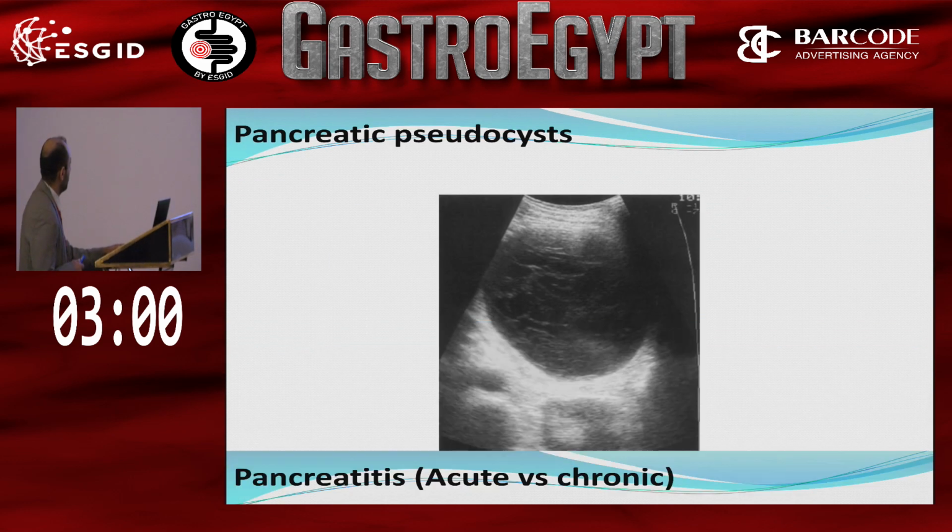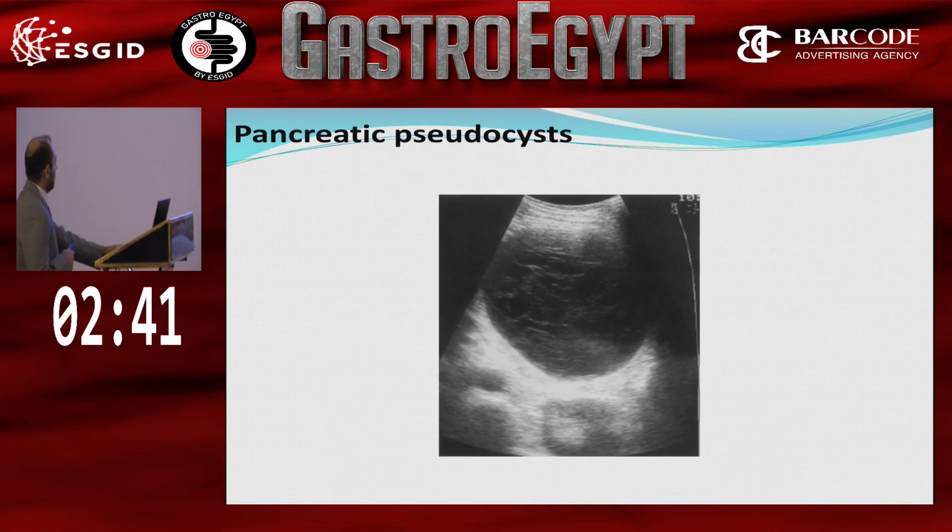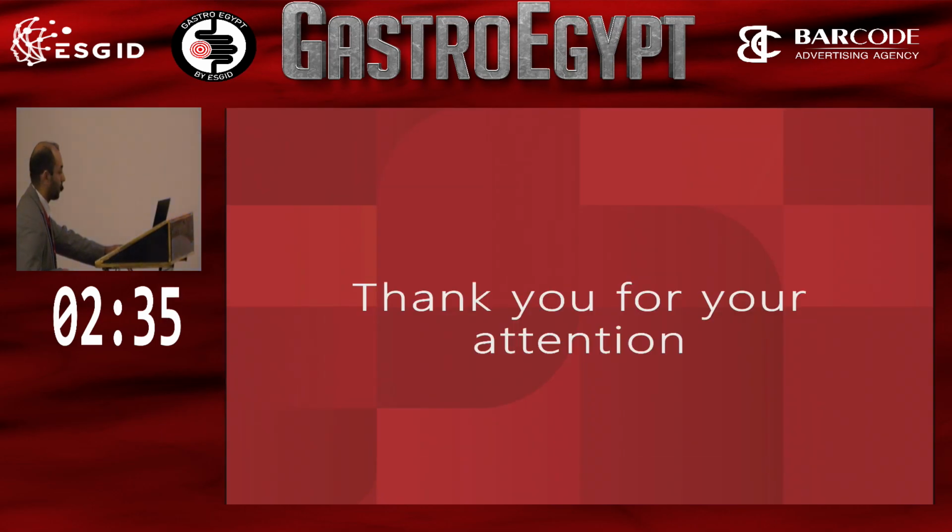Some pathologies of the pancreas. It may be chronic pancreatitis. If I see multiple small hyperechogenic foci of calcification, it is probably chronic pancreatitis. If the head is enlarged and surrounded by echogenic fat, it is probably acute pancreatitis. After pancreatitis, I found a pancreatic pseudocyst. Thank you for your attention. Okay.